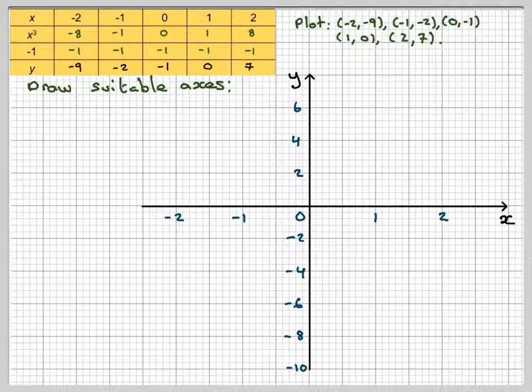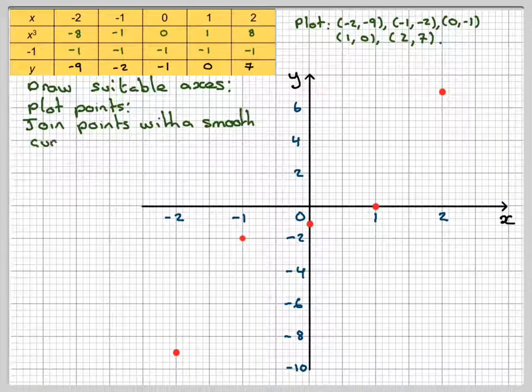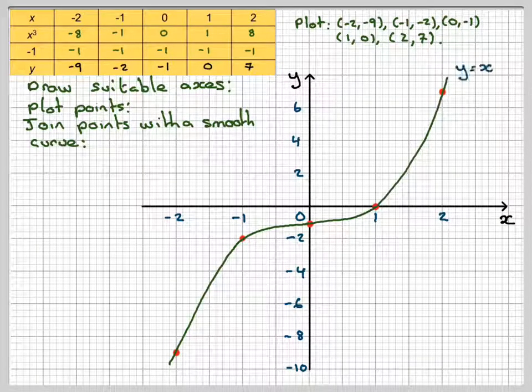Now that's okay. So we now plot the point minus 2, minus 9. And then minus 1, minus 2. And then 0, minus 1, which is there. Okay, minus 1 will be halfway here. And then 1, 0, which will be here. And then 2, 7, which will be somewhere here. Okay, then all these points here need to be joined up with a smooth curve. So we're joining the points up, we get a smooth curve, and we label at one end y is equal to x cubed minus 1. So this is the finished article.